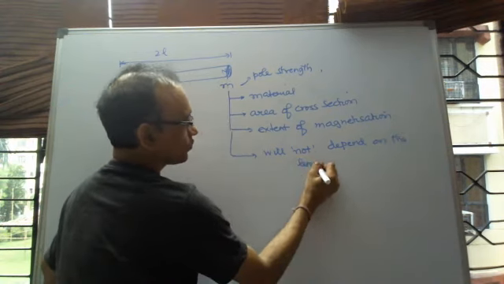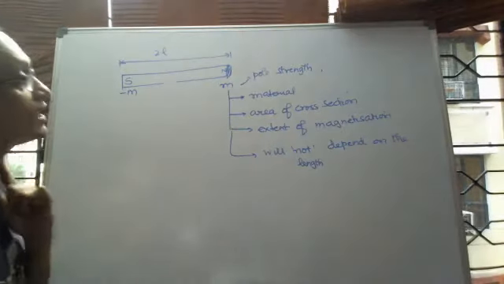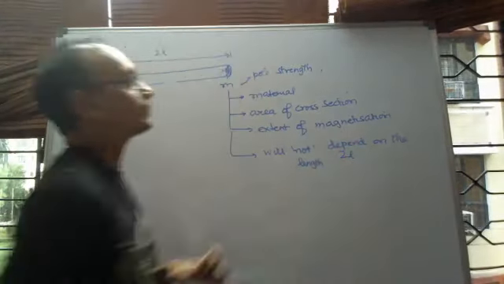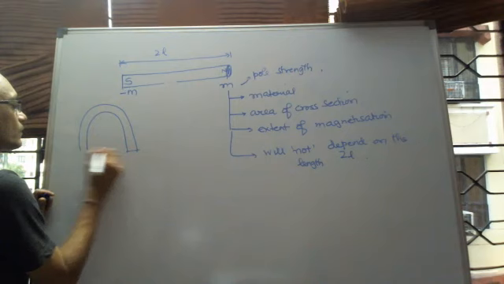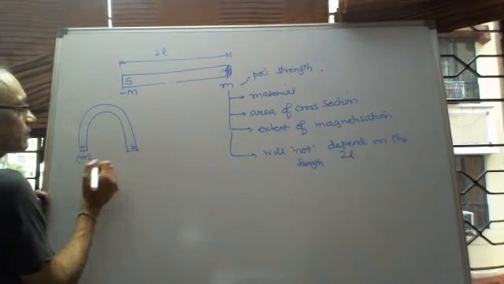If you halve the area of cross section, the pole strength will become half. Same material, everything remaining the same. It will not depend on the length, say 2L. In a horseshoe magnet kind of a thing, this is what we have: south minus n and north plus n magnetic strength.